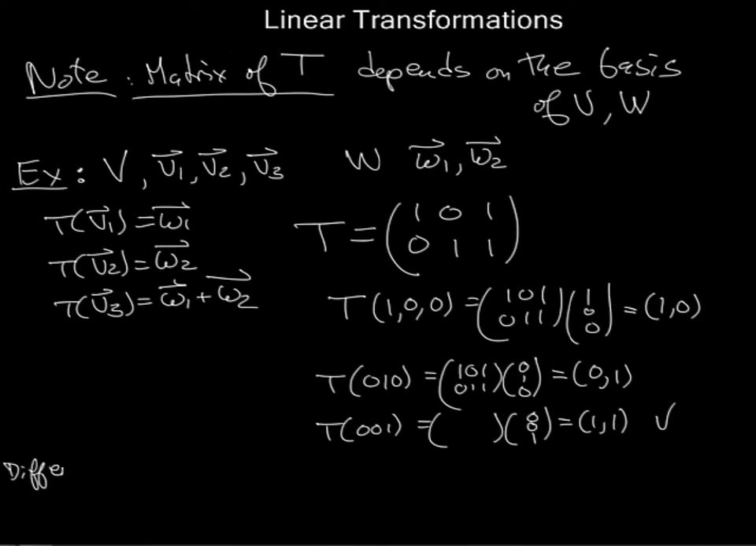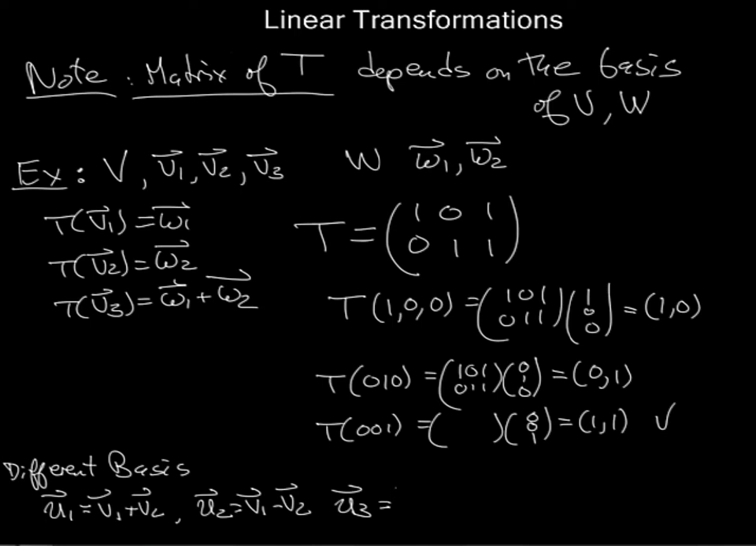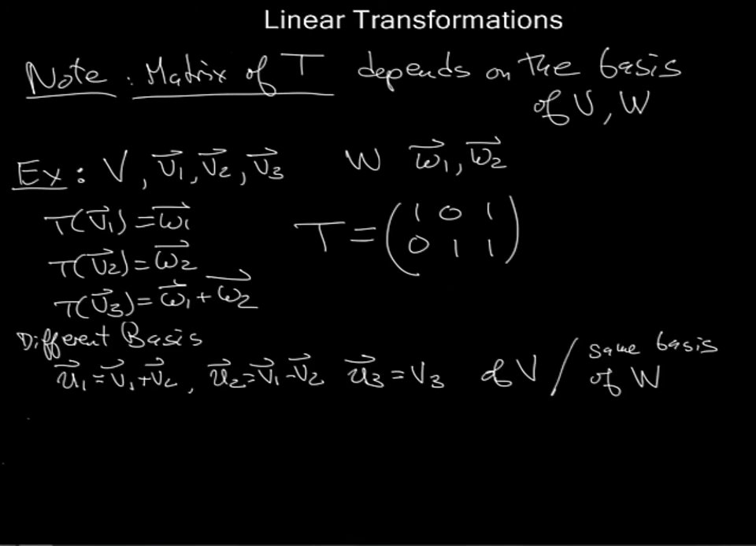Okay, that's fine. But what happens if we chose a different basis? I want to see how T changes. So suppose I chose a new basis, U1 and U2 being V1 plus V2 and V1 minus V2, and then I just chose U3 to be V3. So in other words, I changed the basis of V, but let's leave the basis of W the same. What effect does that have on the matrix?